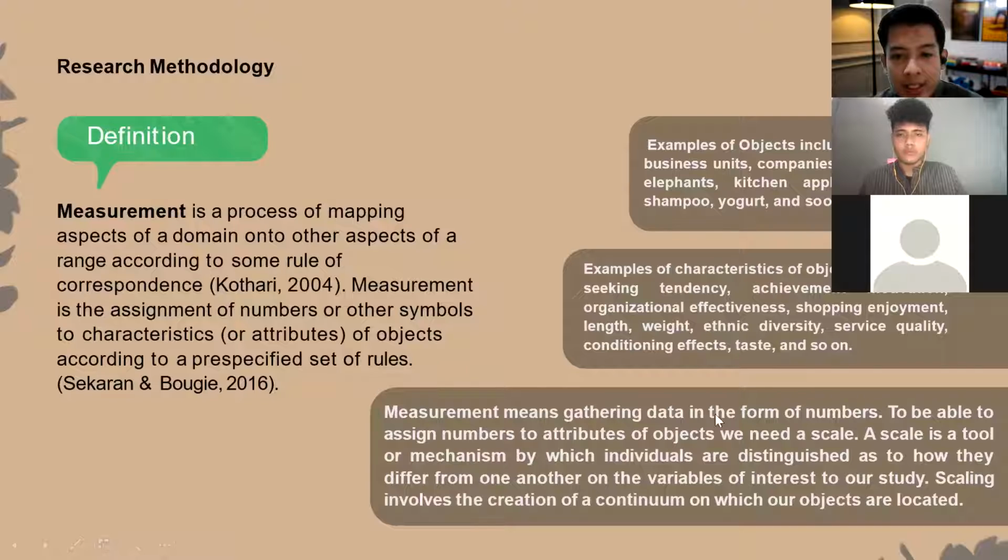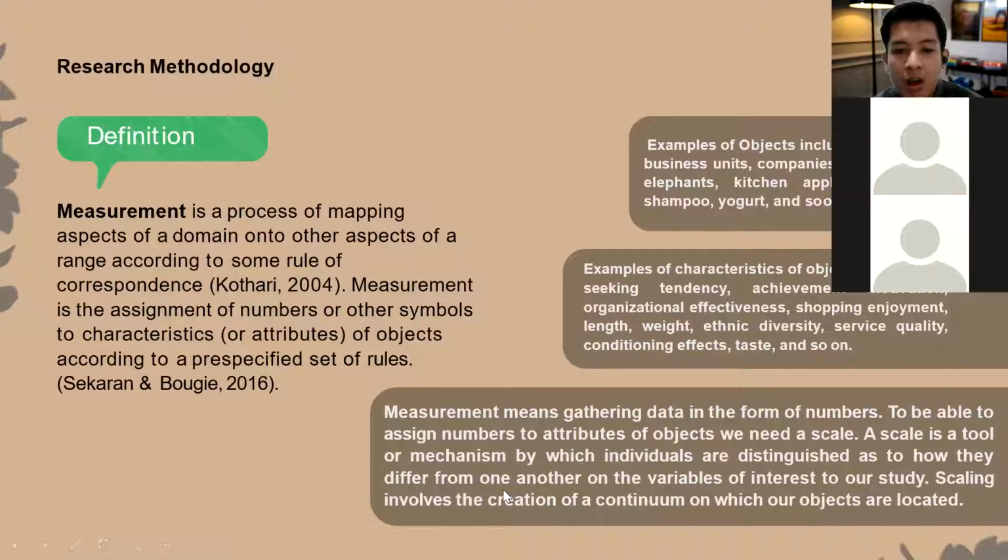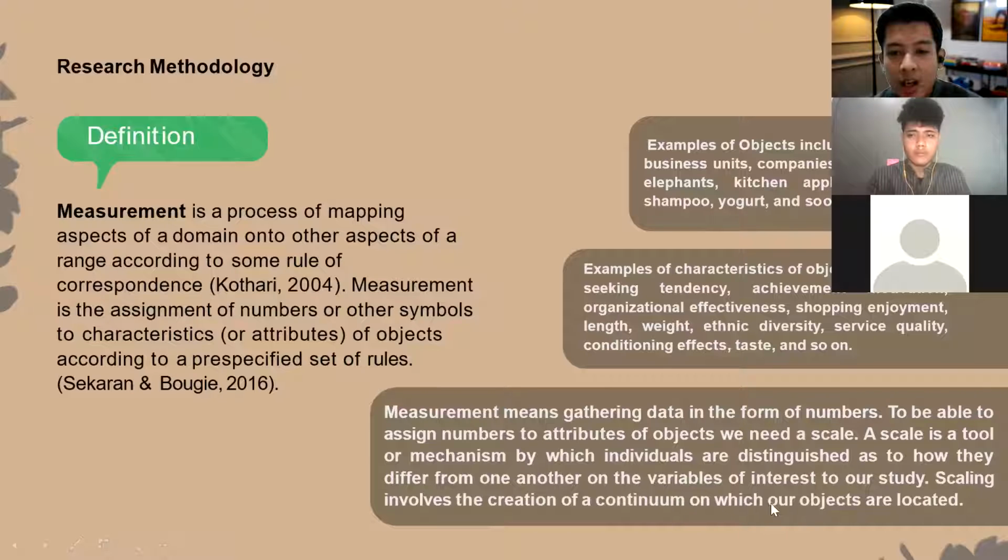Measurement means gathering data in the form of numbers. To be able to assign numbers to attributes of objects, we need a scale. A scale is a tool or mechanism by which individuals are distinguished as to how they differ from one another on the variables of interest to our study. Scaling involves the creation of a continuum on which our objects are located.